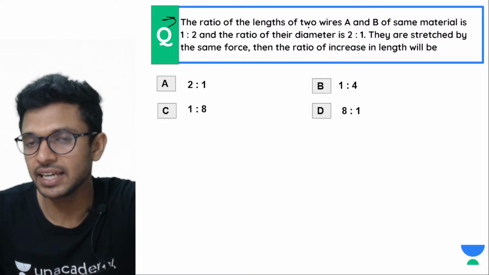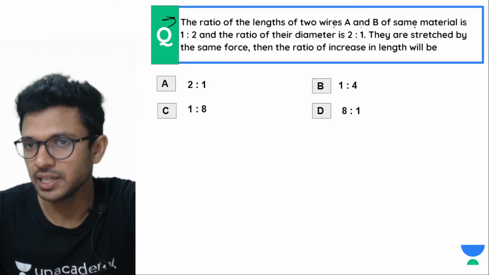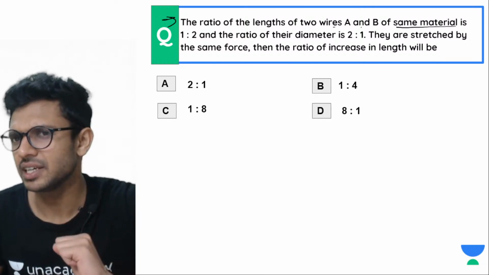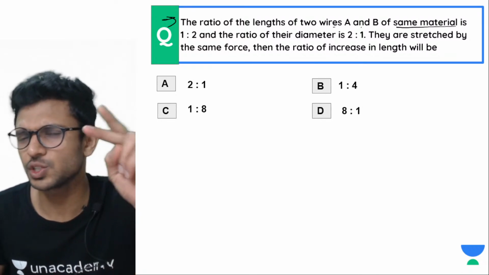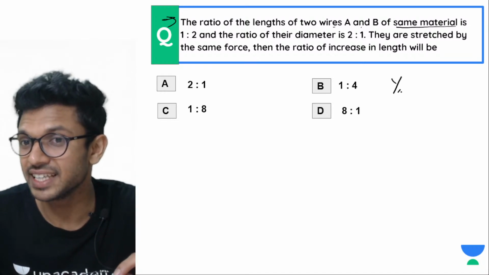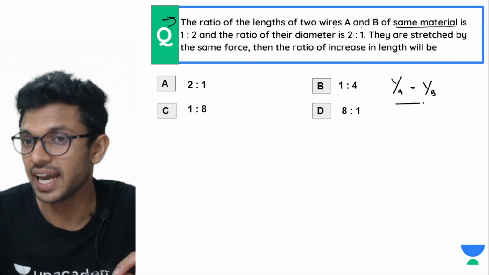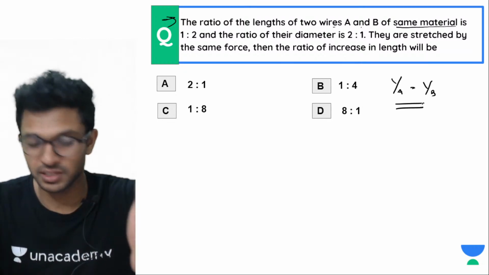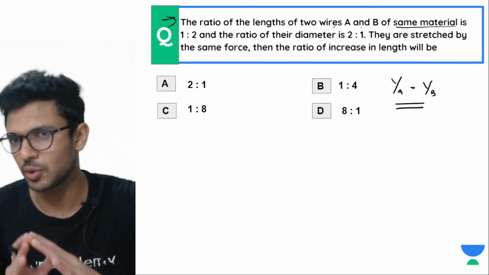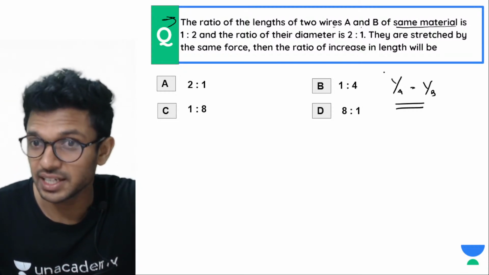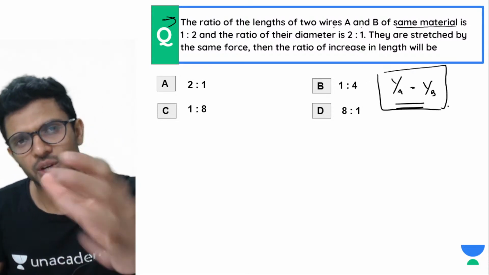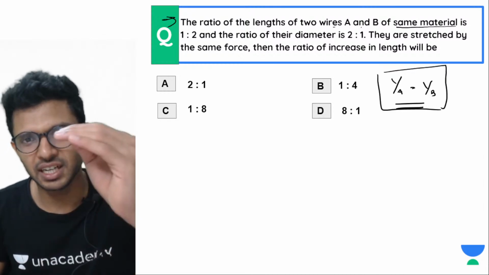The ratio of length of two wires A and B of the same material is given. Tell me, if the material is the same, which quantity is going to be constant? Yes, the Young's modulus of the body A and B are going to be constant, because Young's modulus totally depends on the material. If I forgot to tell you at that point of time, now I'm telling you, write it down. Young's modulus of elasticity, that constant, right? Okay, this totally depends upon the material we are using.